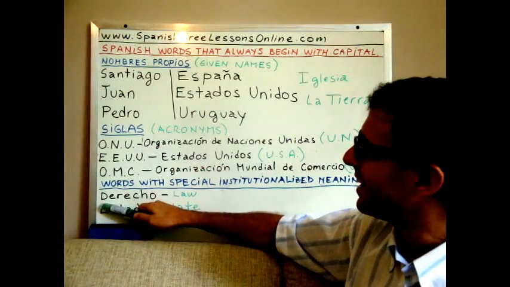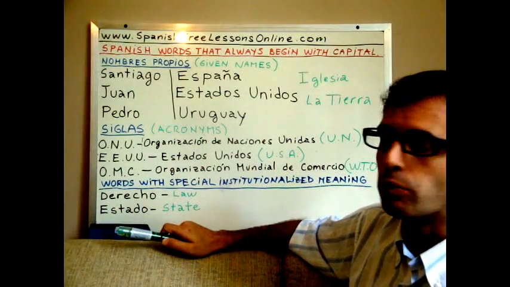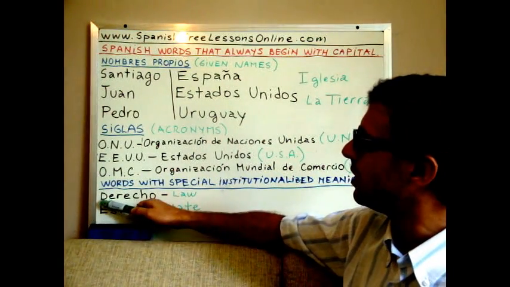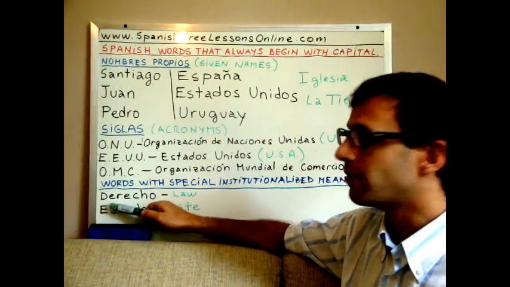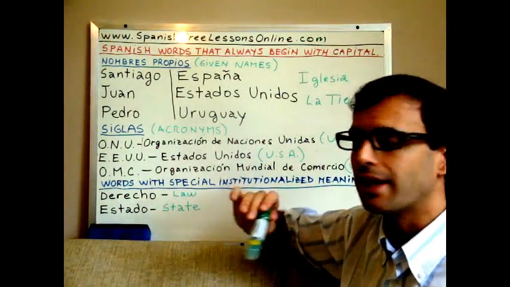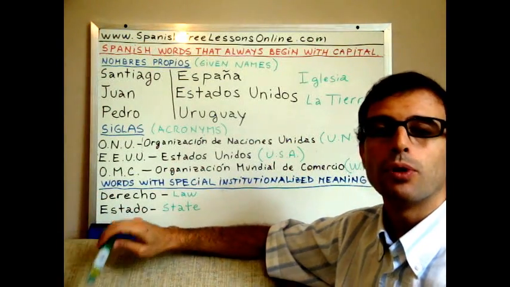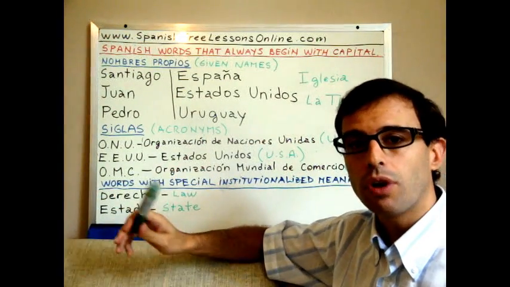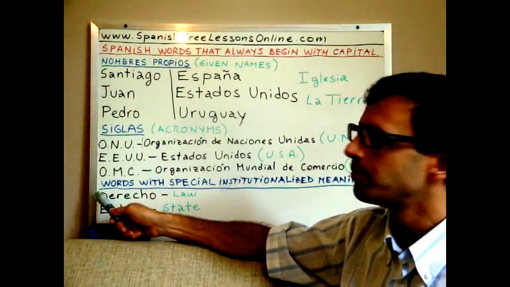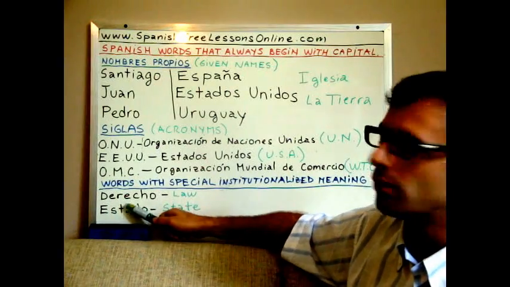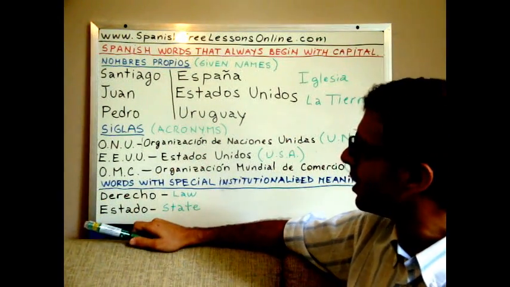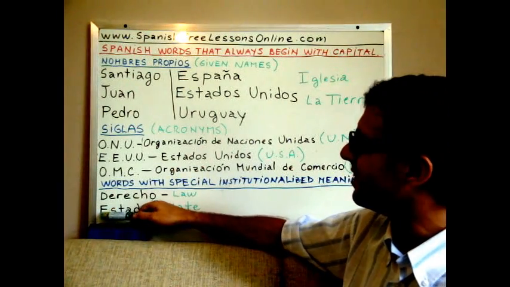So the word derecho, when referring to law, to the Law, always begins with D. The word derecho has another meaning: it means right or upright, or straight ahead. But when the word derecho has any of those other meanings, it does not have to begin with a capital D. Only when Derecho refers to the Law, then it always needs to begin with a capital. Another example is the word estado.